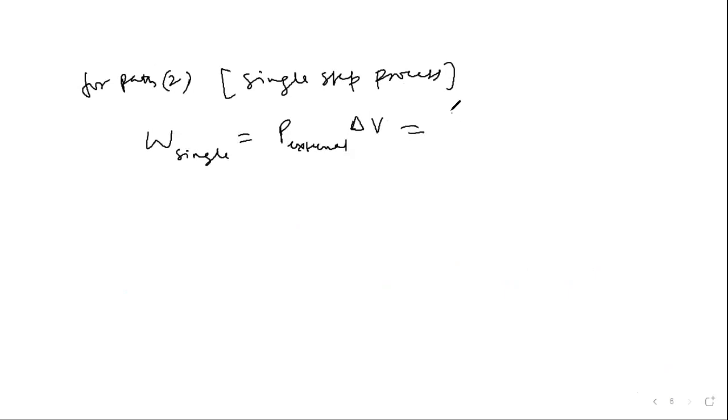External pressure is 4.5 bar times the change in volume. We convert it first into pascals in order to get our work in joules. So I multiply it by 10 raised to the power 5 Pascal over bar.